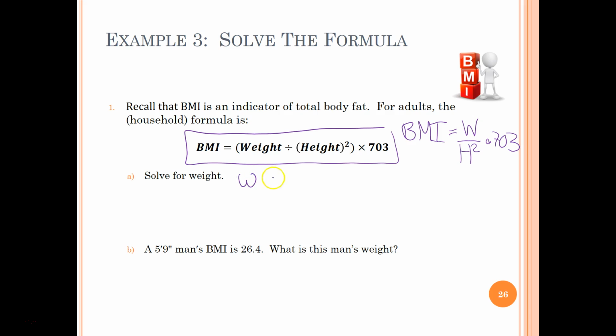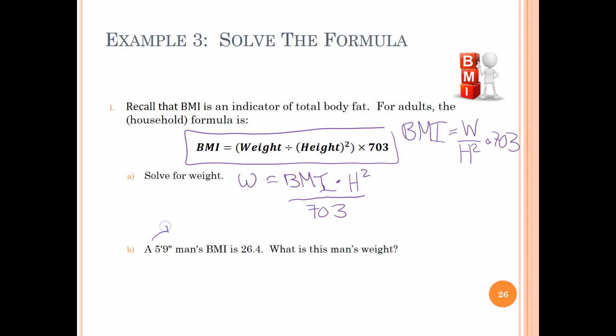And we can say that weight is equal to BMI times your height squared divided by, clean that up a little bit, 703. So now in the next problem, we have a 5'9" man whose BMI or target BMI is 26.4. Let's say that in this case, that's the given BMI. What would be this patient's weight based on his height and BMI?